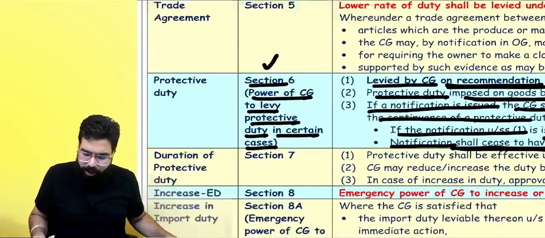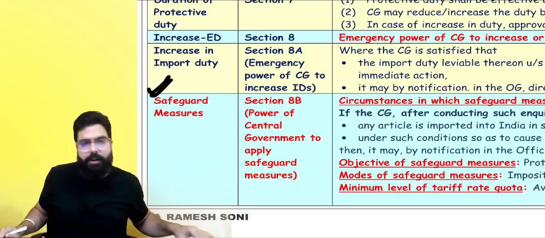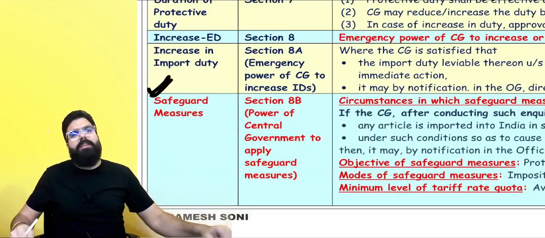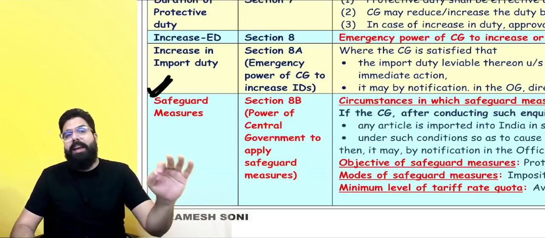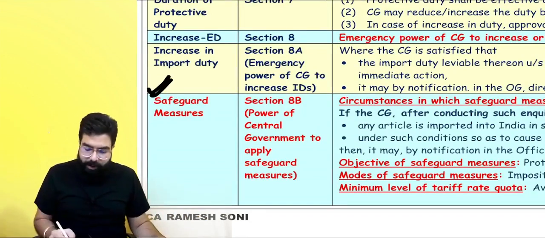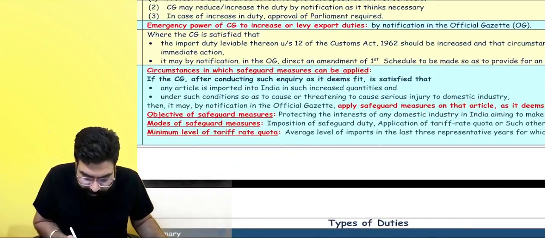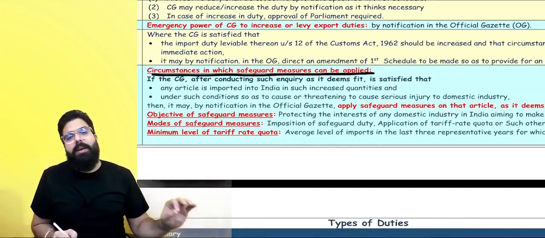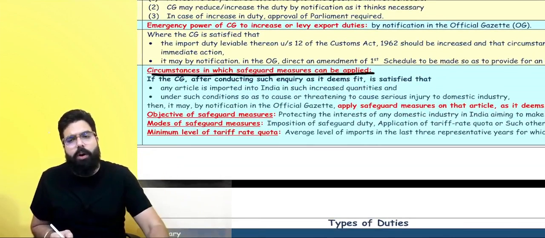Let's read about safeguard duty. Very, very important. Section 8: power of the central government to apply safeguard measures. The name was changed and it was kept as safeguard measure. Now, sir, circumstances in which safeguard measure can be levied by the central government. When can the central government go ahead and charge?